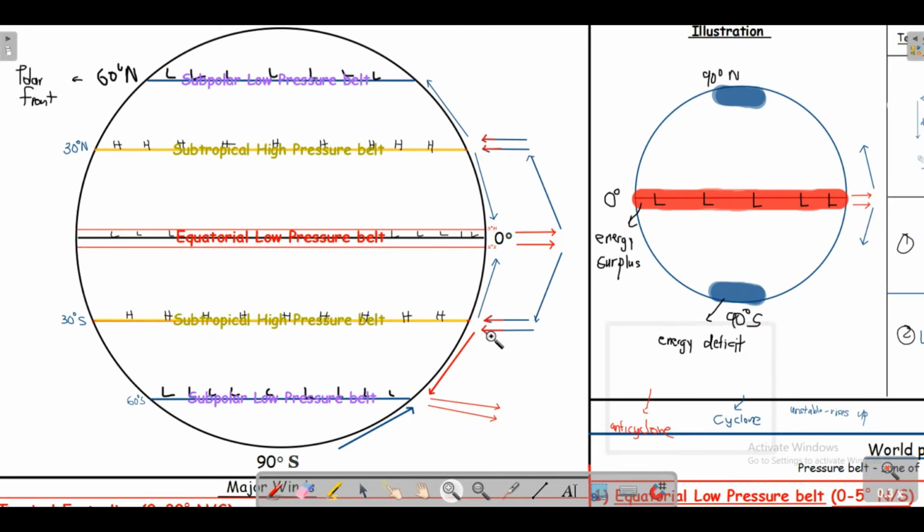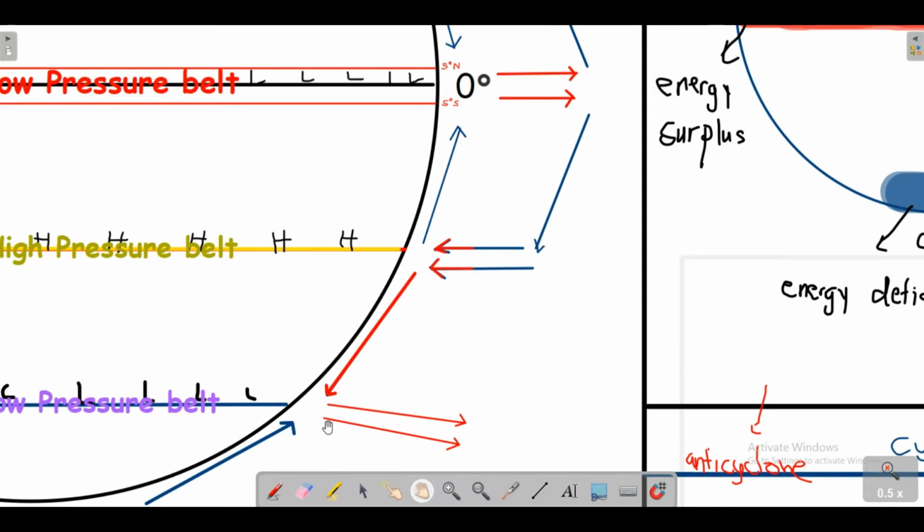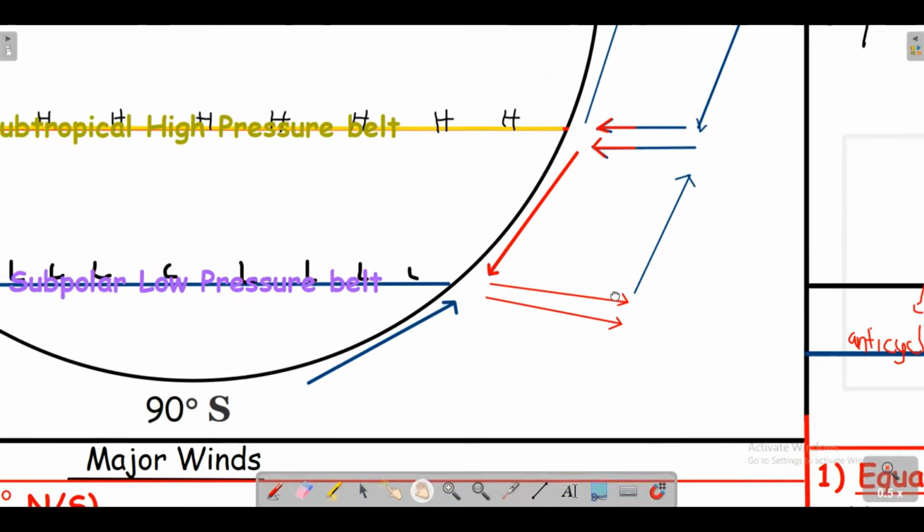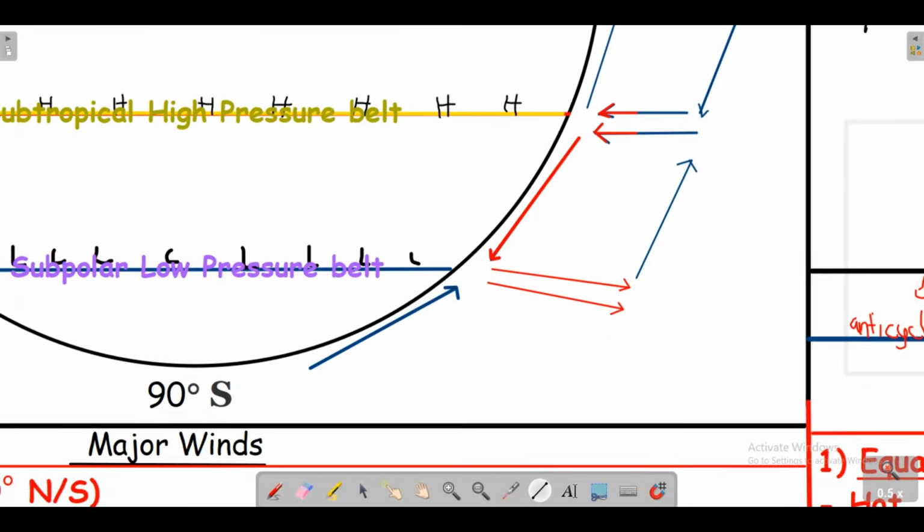So now let's complete all of these circulations. So of course we know that the warm air rises up and then it does what? It separates, moves to different directions. It cools down, becomes cold and separates. There we go. Okay, so that's what we see over there.